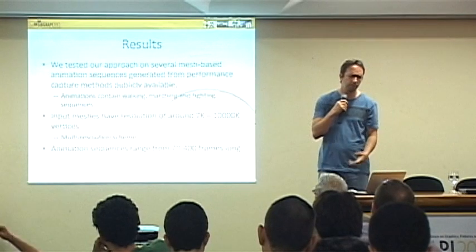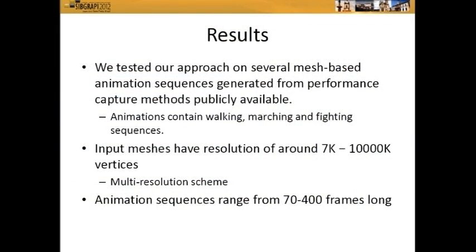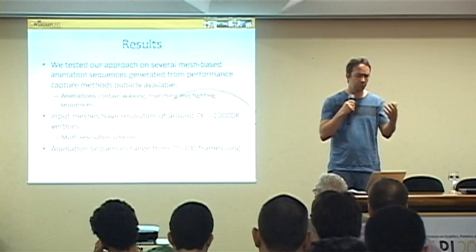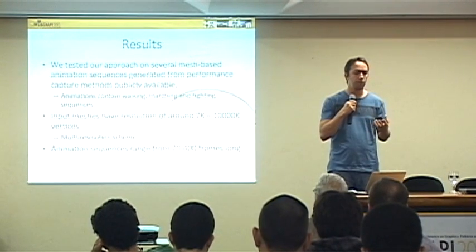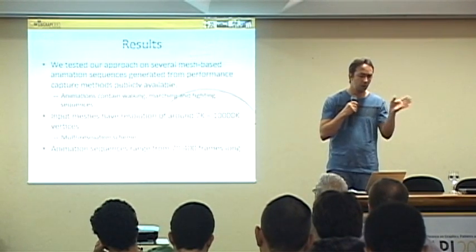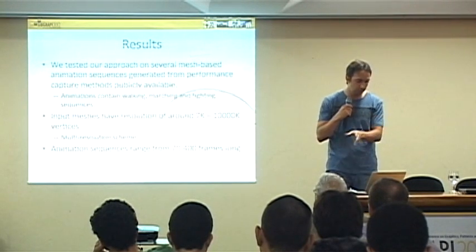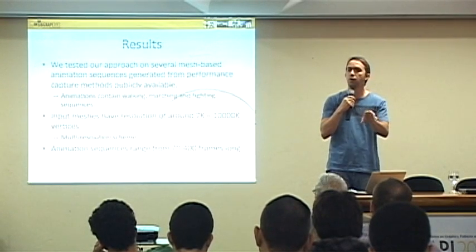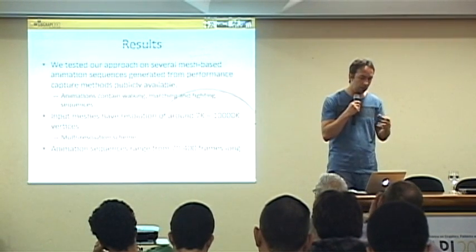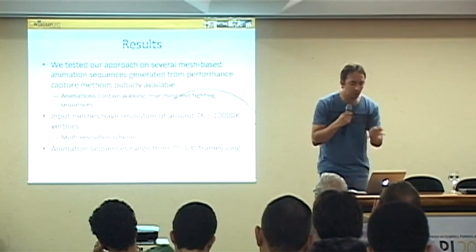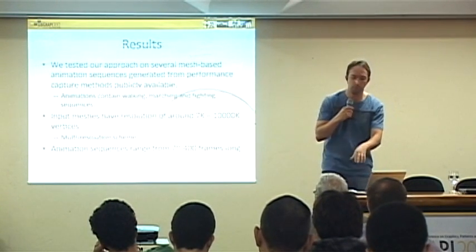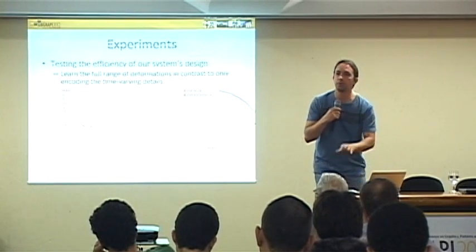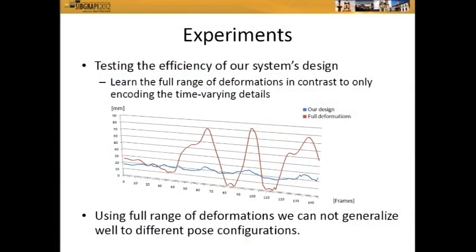So, quickly, the results. We tested our approach on many sequences from publicly available methods, with animations varying from walking, marching, to fighting. The input mesh animations vary from 5,000 vertices to 10 million vertices. We also explain a multi-resolution technique that allows us to deal with this high amount of data. The animations are quite short, varying from 70 to 400 frames, which is pretty much what people are capturing right now with performance capture methods.